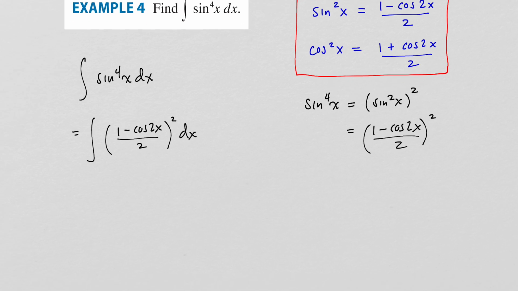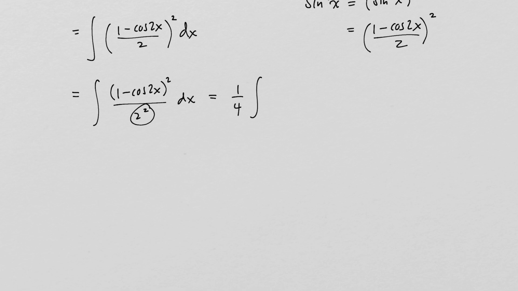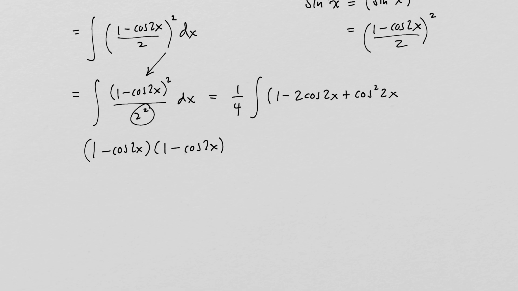All right, so now how do we do that integral? Well, let's first just do the squaring process. So we are going to square the numerator, and we're going to square the denominator. The denominator is a 4 there, so we can pull out a 1/4, and then we're going to multiply this out, 1 minus cosine of 2x times 1 minus cosine of 2x. And when you do that multiplication, you get 1 minus 2 cosine of 2x plus cosine squared of 2x.